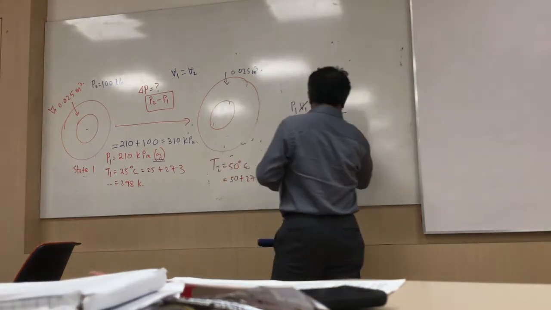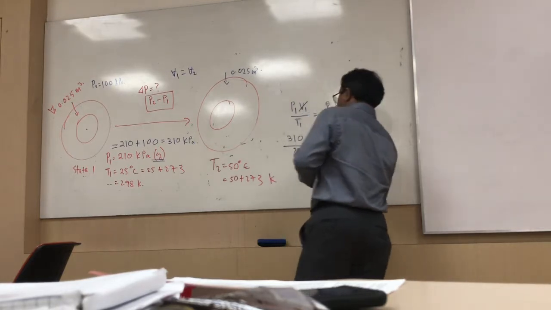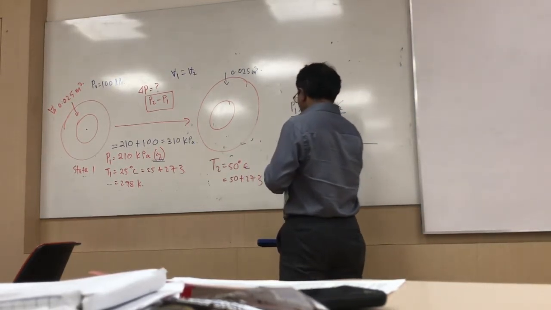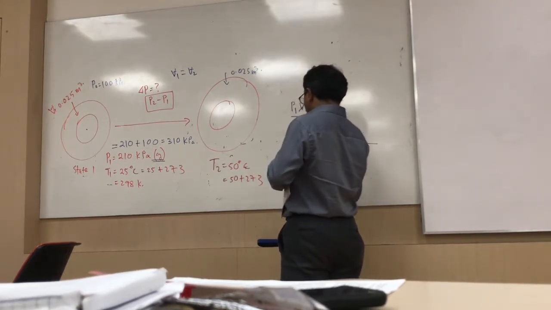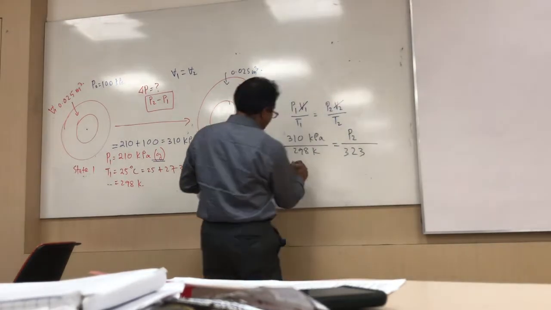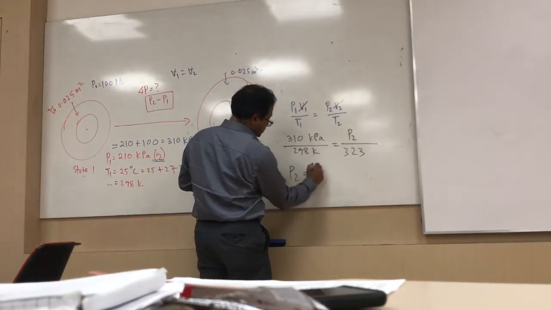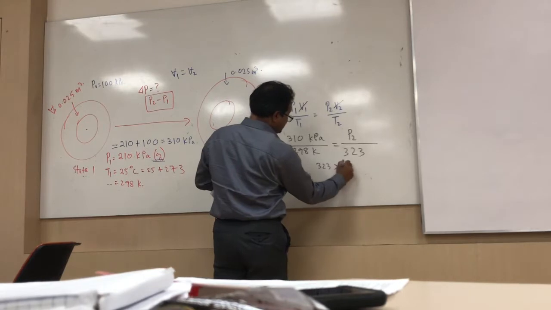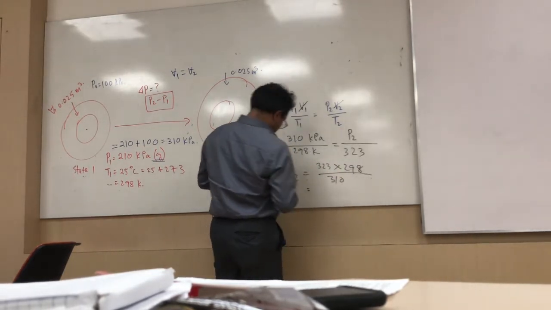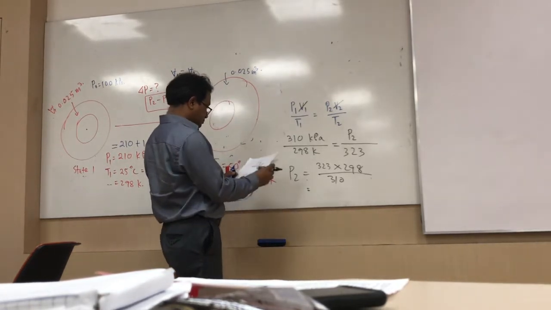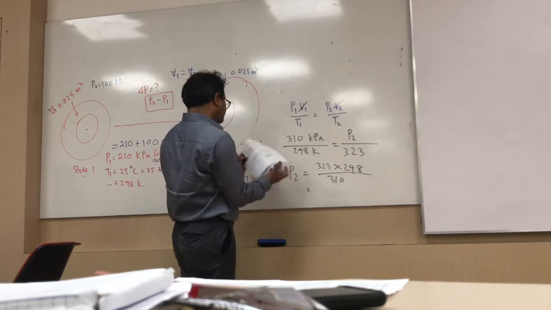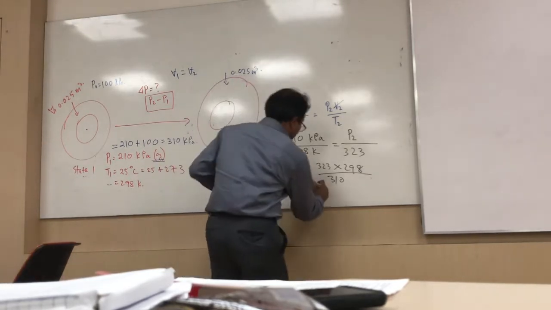What is P2? I am going to find out. And what is T2? T2 is 50 plus 273. What is the number? 323. So what is the value of P2? 323 times 298 by 310. Then I get my answer here: 336 kilopascal.